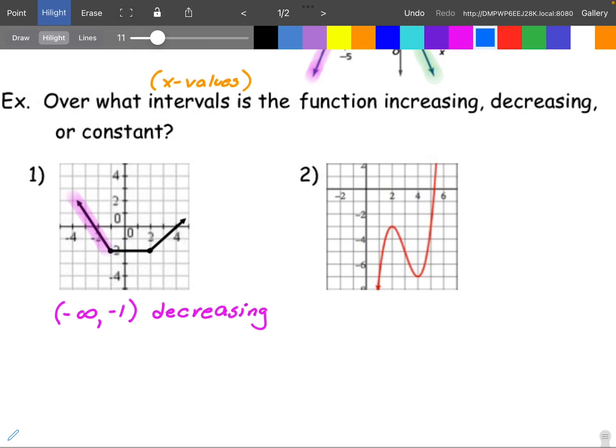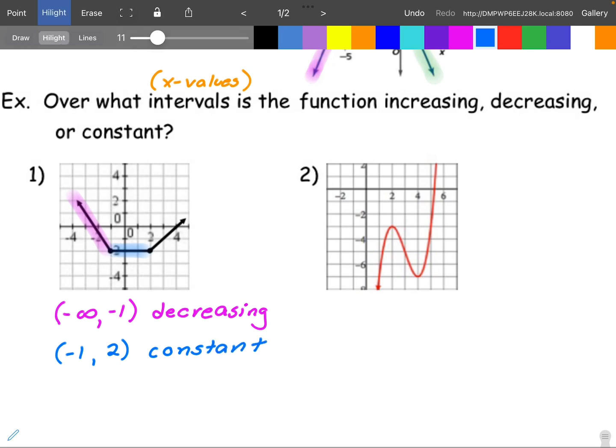Then we take a look at the next section. So here's the next section of our graph, and that one is constant. Now, as far as the x values, it is constant from an x value of -1 to an x value of +2. So that's our next interval, -1 to +2. So -1 to +2, the function stays constant.